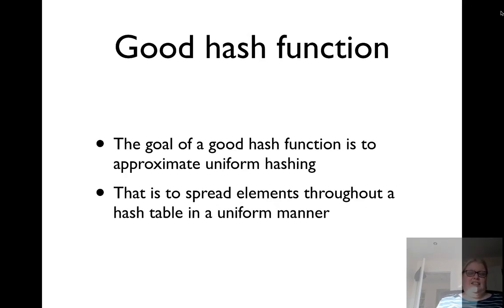In general, hash tables are only as good as the hash function. The goal of a good hash function is to approximate uniform hashing. You can never ensure uniform hashing unless you know ahead of time exactly the data you're going to be putting in, and then you could actually work it out. But in most cases, the world doesn't work like that. And so what you do instead is try and think about the sorts of data that you might be getting in and think about the sort of hash functions you could have. And then you try and spread the elements through the hash table in quite a uniform manner.